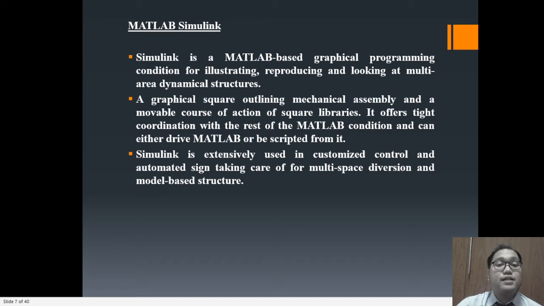MATLAB Simulink is a MATLAB-based graphical programming environment for modeling, simulating, and analyzing multi-domain dynamical systems. Simulink is extensively used in control design and digital signal processing, for multi-domain simulation and model-based design.